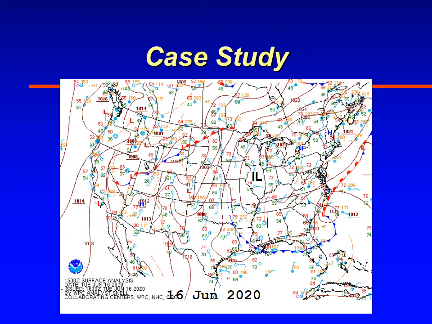Here's a case study from June of 2020. This is the surface chart. It shows that over the state of Illinois, there's not much going on. Looks like there's high pressure not too far away in New York. So this is on the backside of a high pressure system, still under the influence of that high pressure. There's no real weather systems in Illinois at this time.